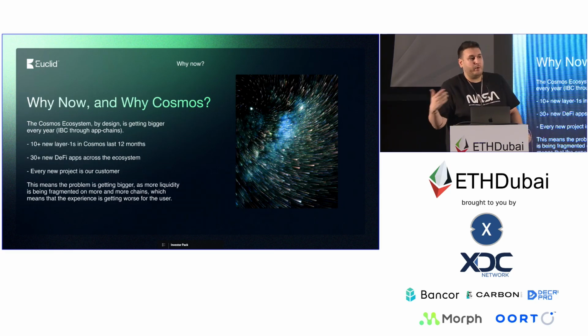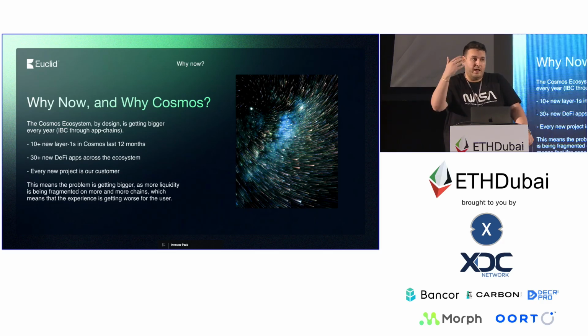Okay, so why now, and why did we choose Cosmos to build on? First of all, Cosmos is growing bigger really fast. In the last 12 months, it has seen an increase of 10-plus new layer 1s and over 30 new DeFi apps. All of these require liquidity and pools, mostly modular liquidity, to be able to interact, or else most of them will become useless in a year or two. That's the truth we have seen with the majority of protocols, and very few succeed.